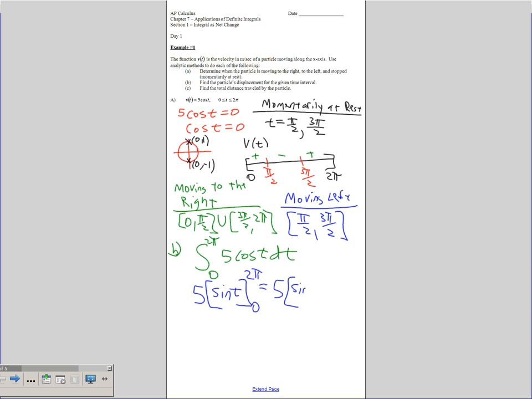We get the sine of 2 pi minus the sine of 0. What's the sine of 2 pi? 0. What's the sine of 0? 0. So we get a net displacement of 0.